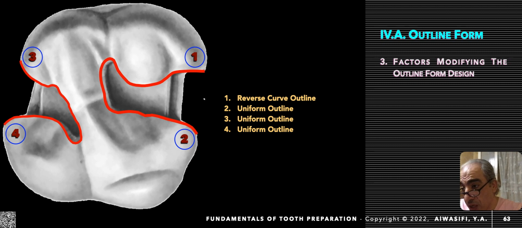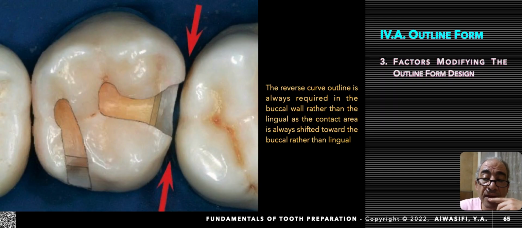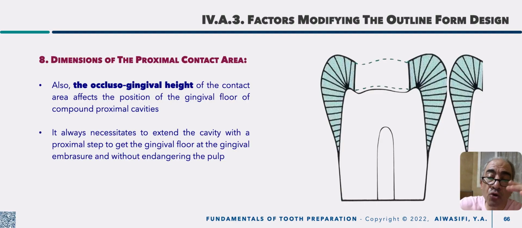In conclusion, reverse curve always is needed toward the buccal because the contact is shifted buccal. If you need it towards the lingual, then the cause will be the buccolingual extension of the dental caries. And this is the reverse curve towards the buccal, uniform curve toward the lingual. What about the occlusogingival height from up to down to the contact area? How does it affect the outline form?